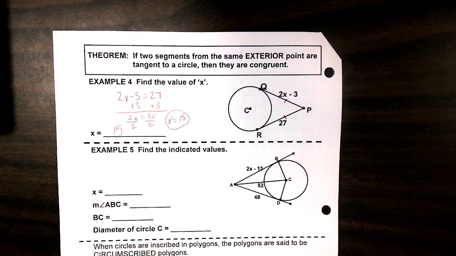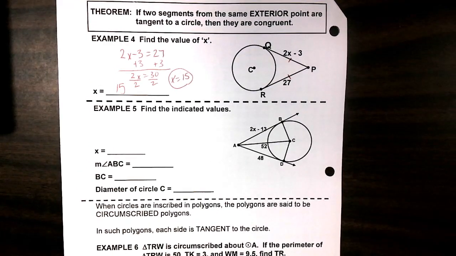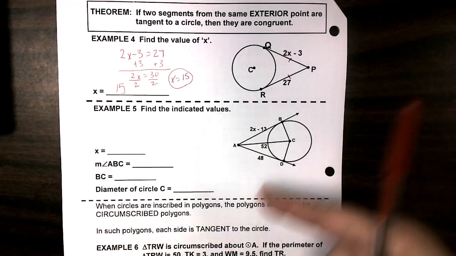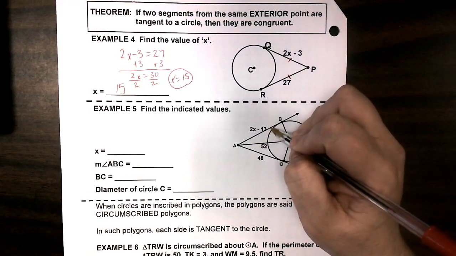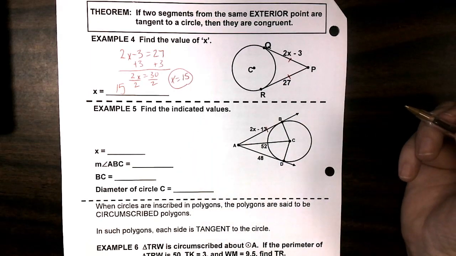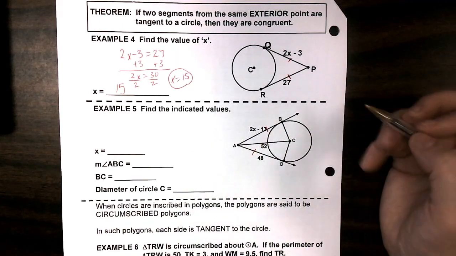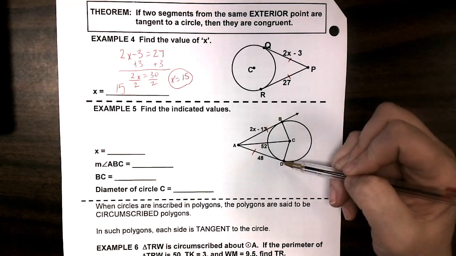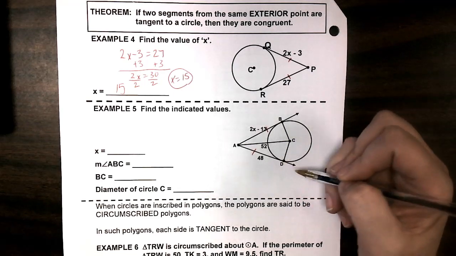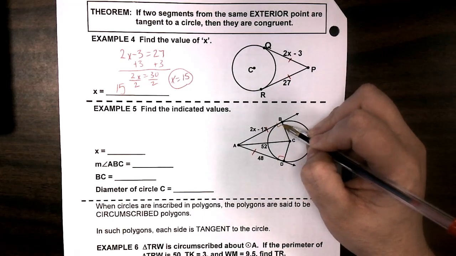So using that theorem for example 5, find all 4 of those indicated values. So let's start by labeling what we know. We have 2 theorems that we can use now to label here. So I just learned that AB is congruent to AD. And then what do I know about this angle B and this angle D? They are congruent, but how many degrees are they? They are 90 degrees. So I'm going to put a 90-degree angle there.